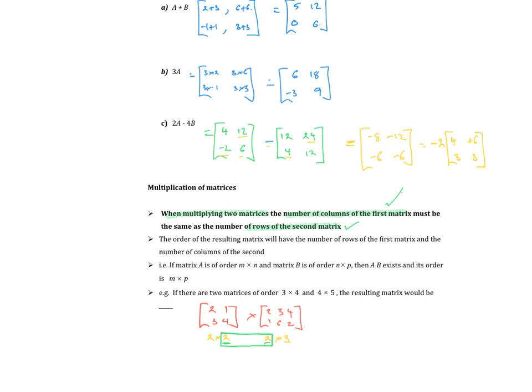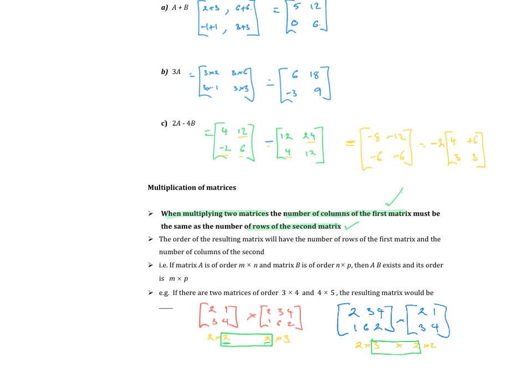So if I reverse the order here, 2, 3, 4, 1, 6, 2, and I want to multiply 2, 1, 3, 4, this is a 2 by 3, and this is a 2 by 2. These two matrices can't be multiplied. So straight away, that should tell you that the order that you multiply the matrices is very important, because with the same two matrices, I can evaluate it in one order, but I can't evaluate it in the other order.